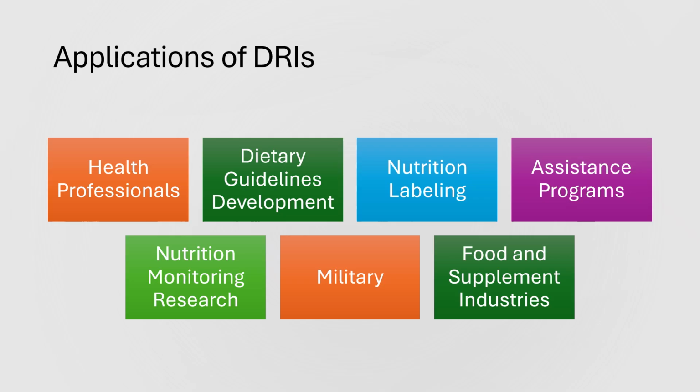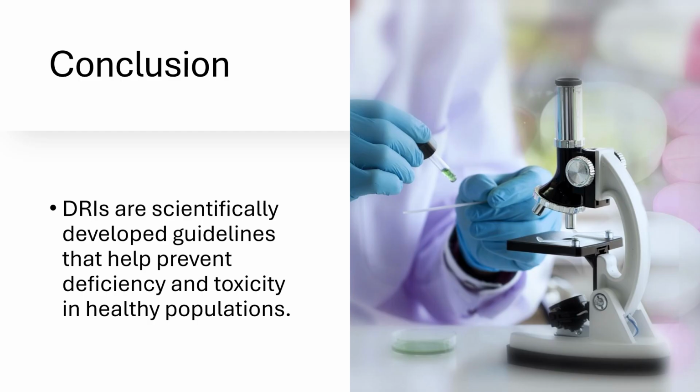Military. DRIs are used to guide nutrient needs for armed forces and meal planning. Food and supplement industries. DRIs are used to inform the development of healthy food and safe supplements. Conclusion. DRIs are scientifically developed guidelines that help prevent deficiency and toxicity in healthy populations. Nutrition is more than numbers. It's about physiology, context, digestion, and individuality.